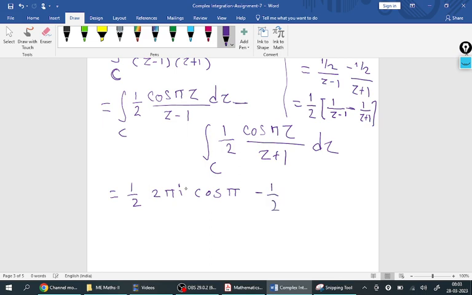Minus this 1 by 2 as it is, again 2 pi i. And here is f of, sorry, it is minus 1 now. So f of minus 1, so cos of minus pi. You'll observe cos of minus theta is cos theta. First of all, this 2 gets cancelled, and you get pi i cos pi and minus pi i cos pi only. So everything gets cancelled and you get a 0.